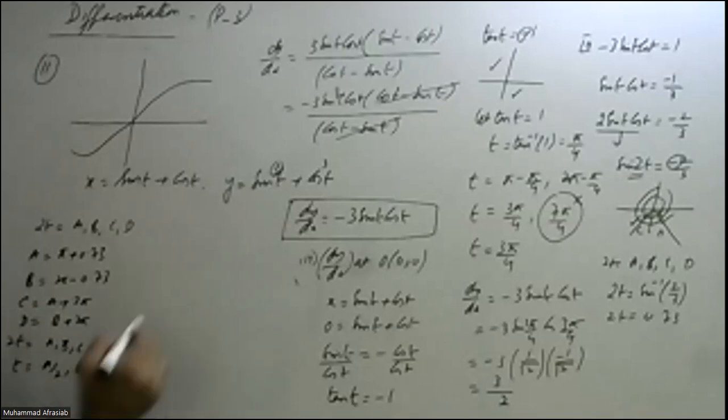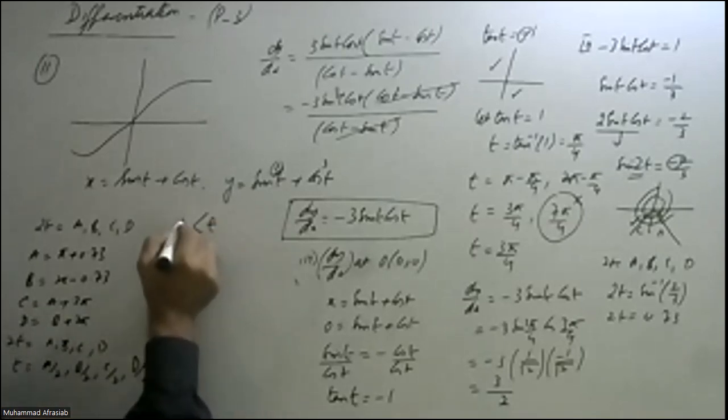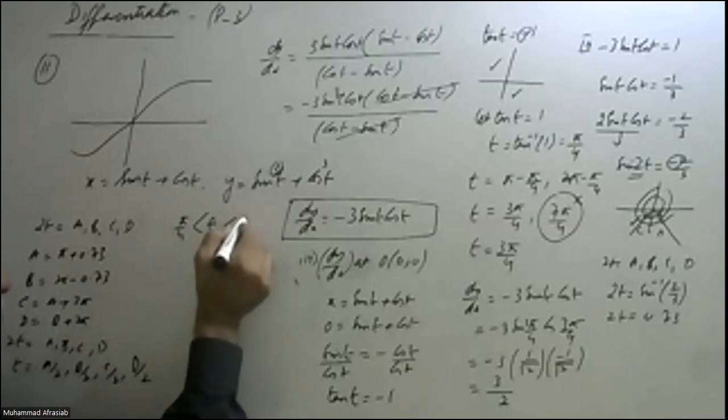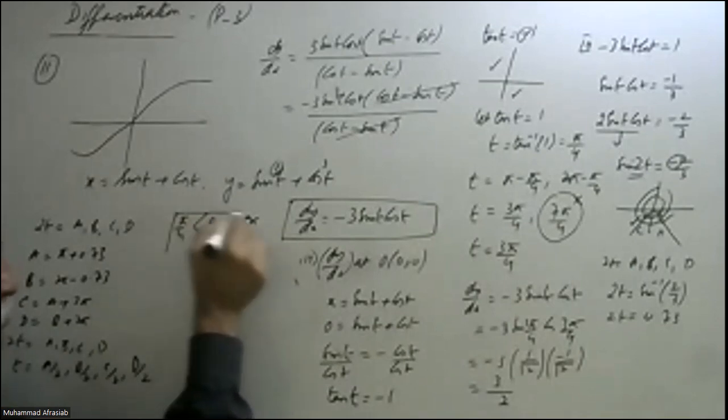So 2t is basically equal to A, B, C, D, and when you divide it by 2, it should be A by 2, B by 2, C by 2, and D by 2. So these are the values of t, but t is in between. They have mentioned that it is lying between pi by 4 to 5 pi by 4. So we take the values which occur in this range.